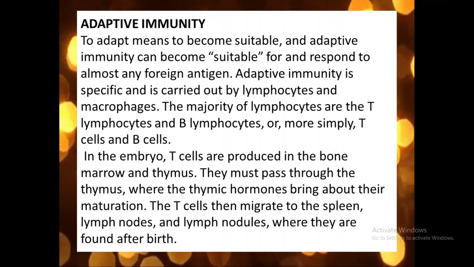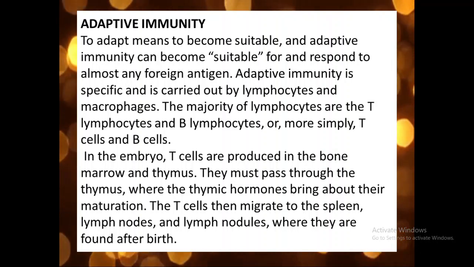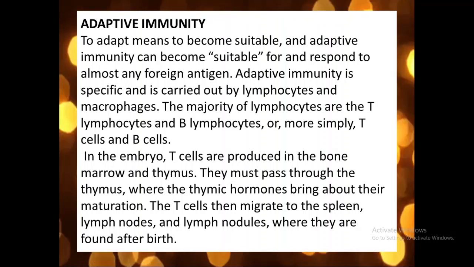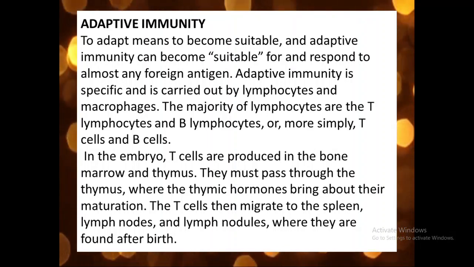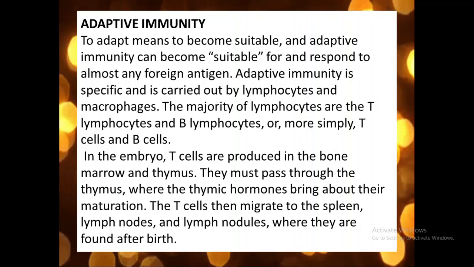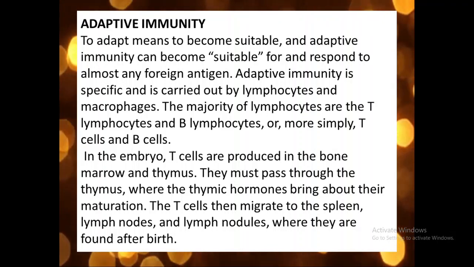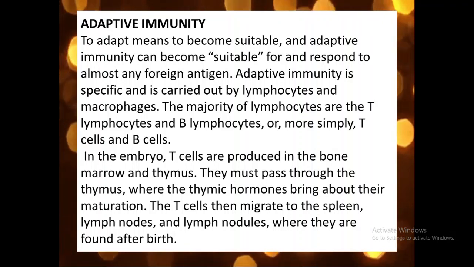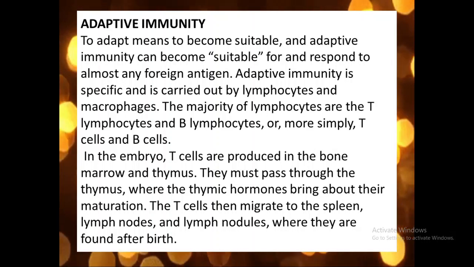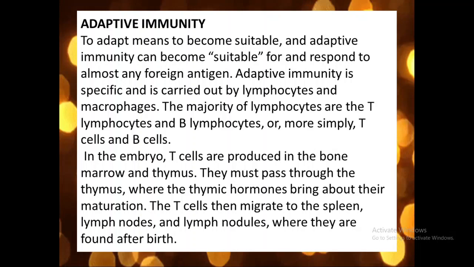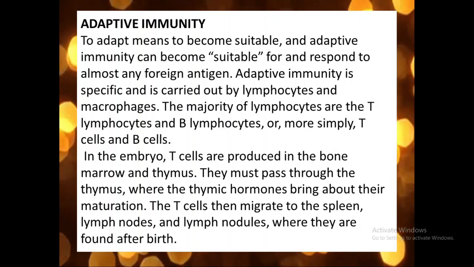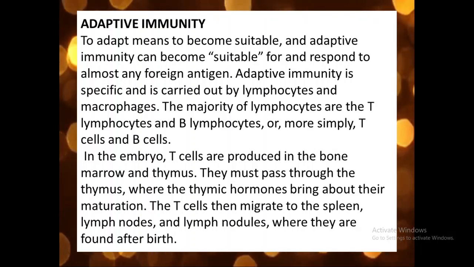Okay po, that's our adaptive immunity. And that consists of the B cells and the T cells. In the embryo, T cells are produced in the bone marrow. They must pass through the thymus, where the thymic hormones, or the thymosin, bring about their maturation. And the T cells then migrate to the lymph nodes, spleen, and lymph nodules where they are found after birth. Ayan po.